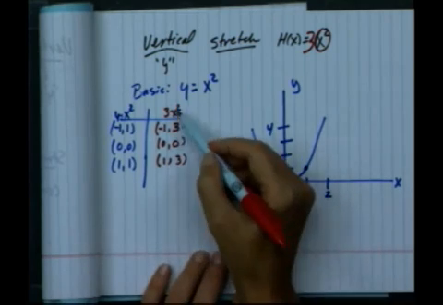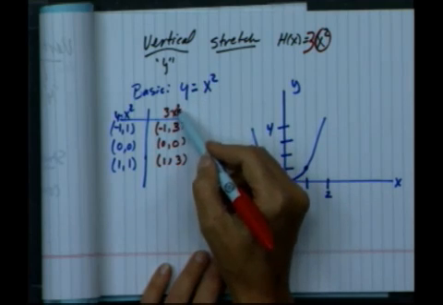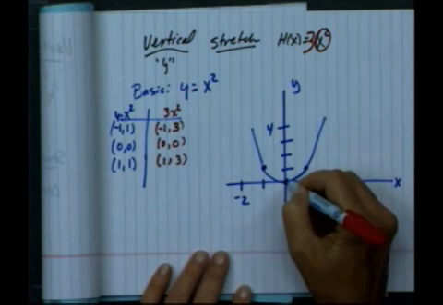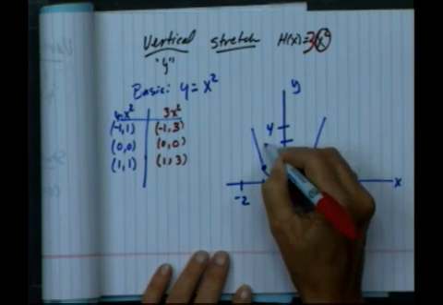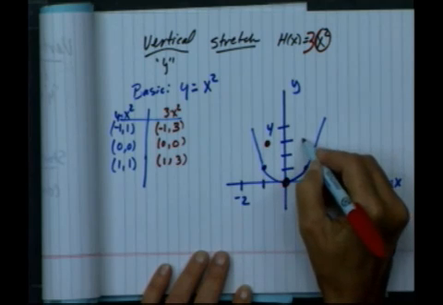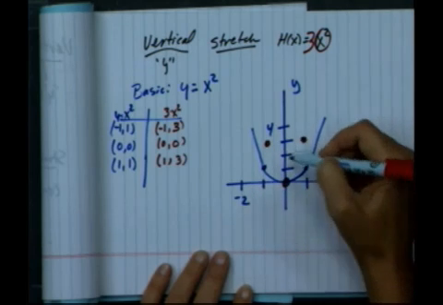Only the y values are affected because x squared really is my y. So I'm multiplying 3 times that y value. So we have (0, 0), we have (1, 3), and we have (-1, 3). I think I just said those backwards. (-1, 3) and (1, 3).